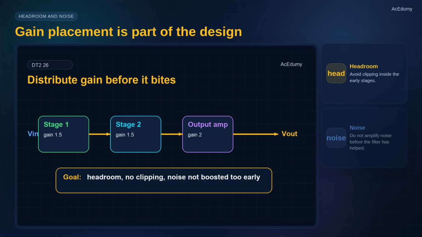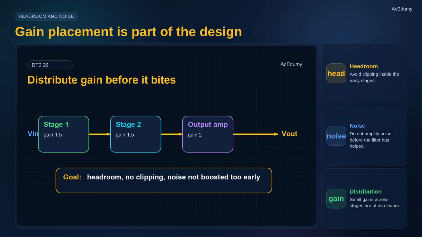Do not place all gain in the most sensitive section unless you have a reason. Distribute gain so the op-amp has headroom, the signal does not clip, and noise is not amplified too early. A clean block diagram often prevents a messy circuit.